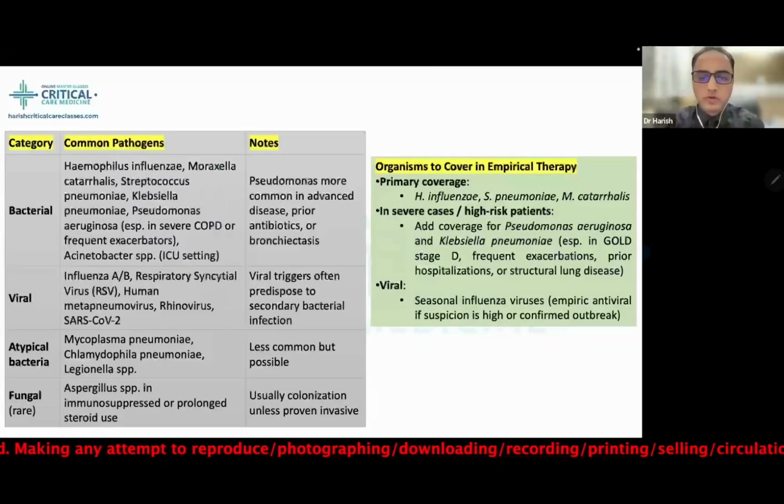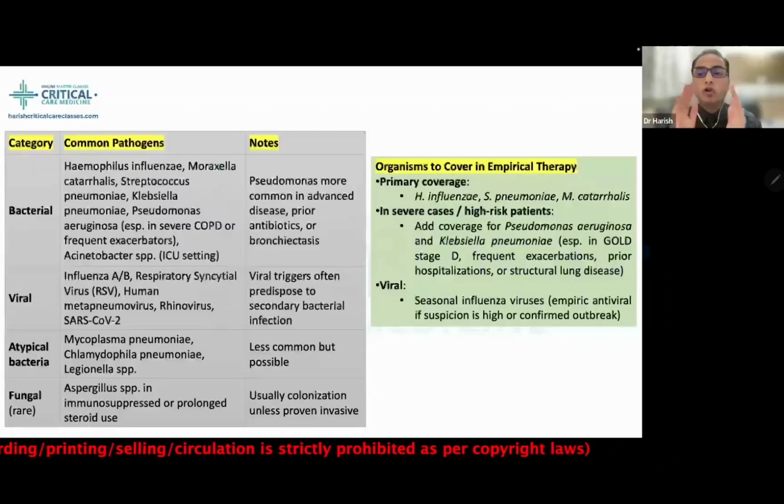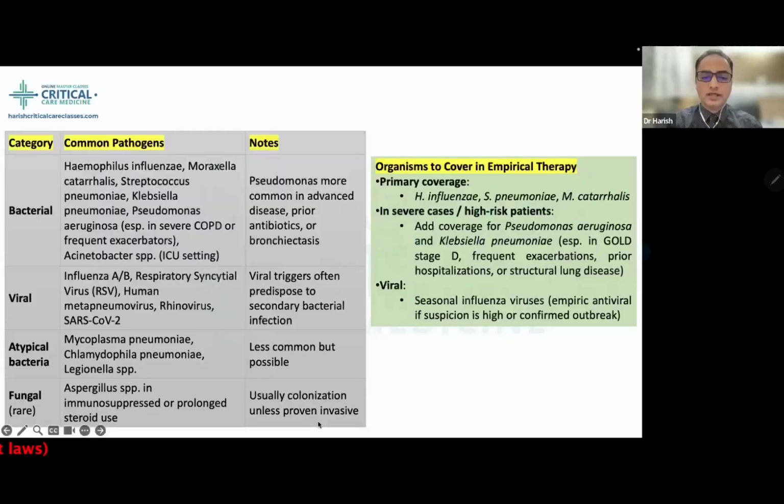See, if it is a primary community acquired pneumonia, we can have atypical organisms also. Fungal is very rare. Only aspergillosis in the immunocompromised or with prolonged steroid usage on a COPD background, there is a possibility of invasive aspergillosis in the lung. Usually they are colonization unless proven invasive on imaging. Okay. So what organisms do we need to cover in terms of empirical therapy? The primary coverage, as I told, is Haemophilus influenzae, Strep pneumoniae, Moraxella.